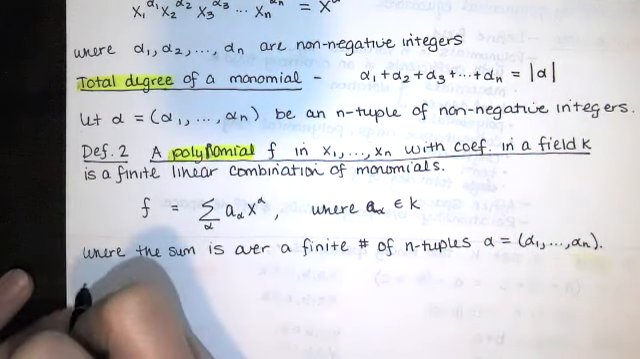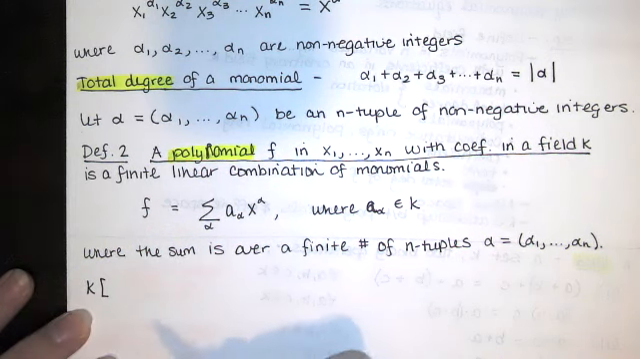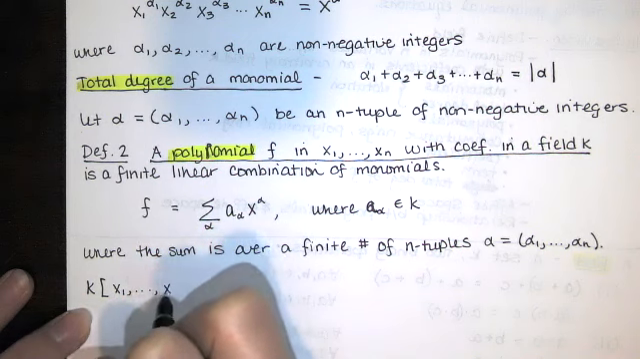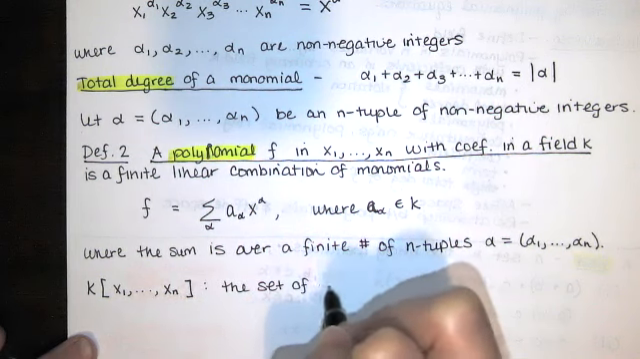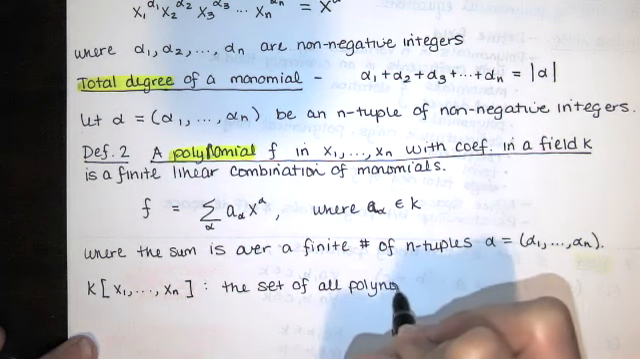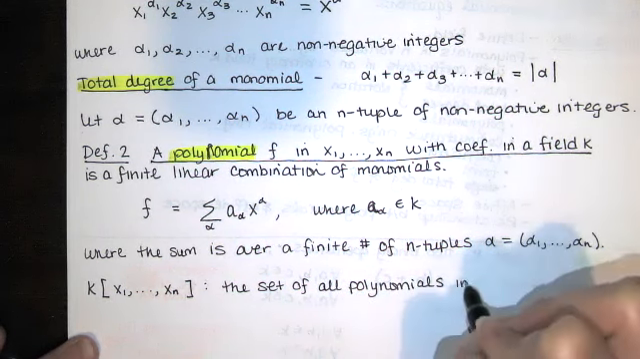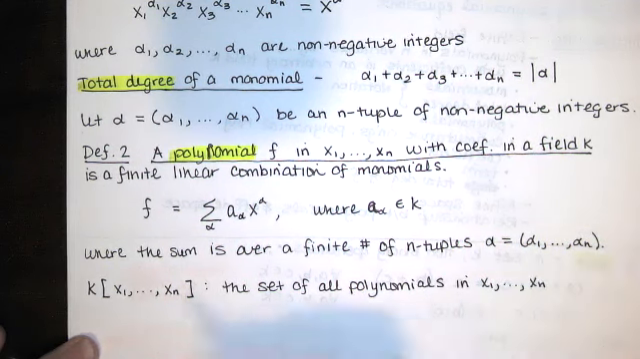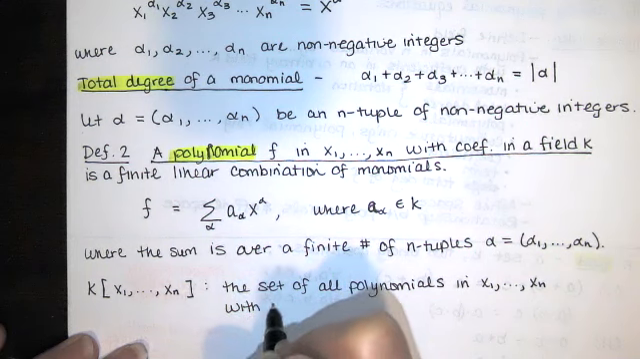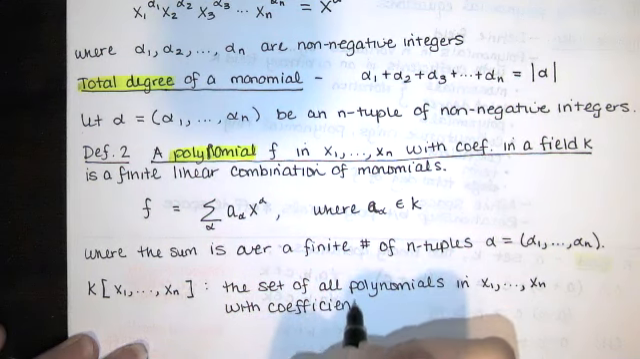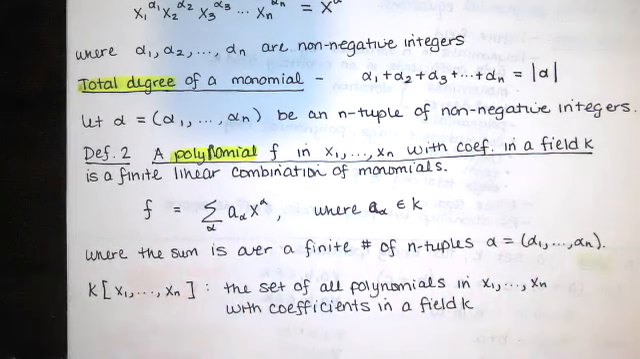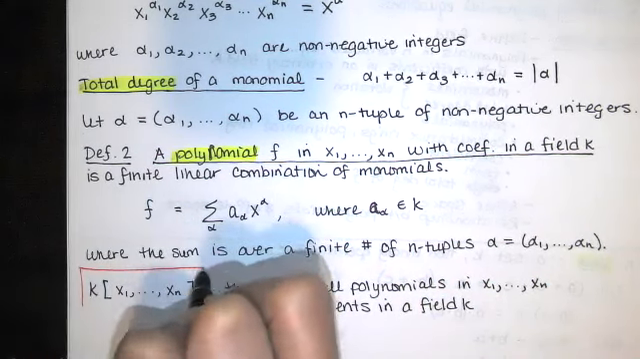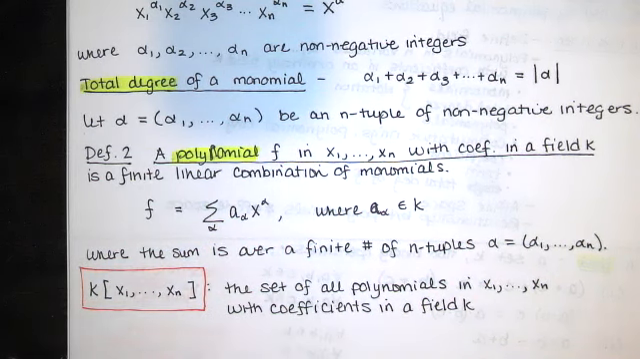Okay, now here's some notation. You have K and then you're going to use a square bracket, x sub 1 through x sub n. This is the set of all polynomials in the variables x sub 1 through x sub n with coefficients in the field K. Now, I know that this notation is really unusual, but you know what polynomials are. And I think you can imagine what a set of polynomials would be.